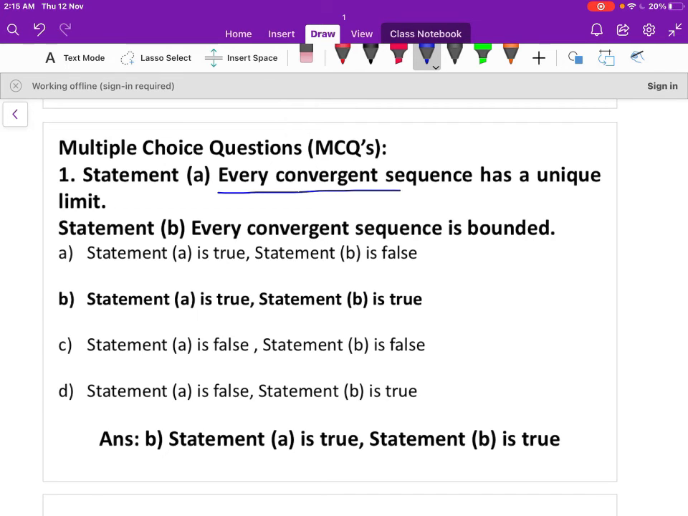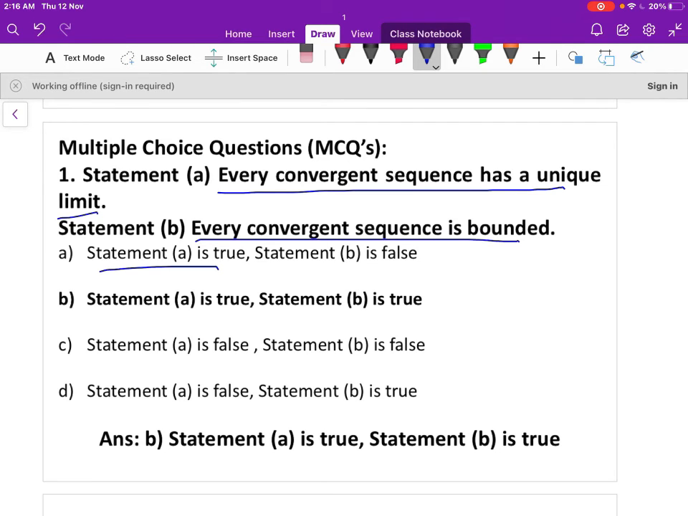Statement A: every convergent sequence has a unique limit. Second statement: every convergent sequence is bounded. But we know the properties of convergent sequences. Every convergent sequence has a unique limit, so that is theorem 1. And every convergent sequence is bounded, so that is theorem 2.